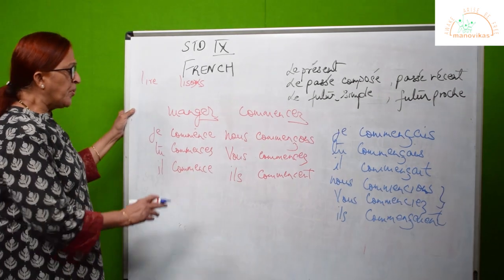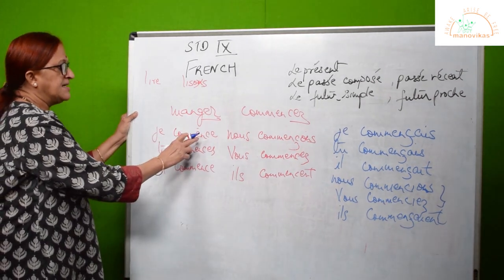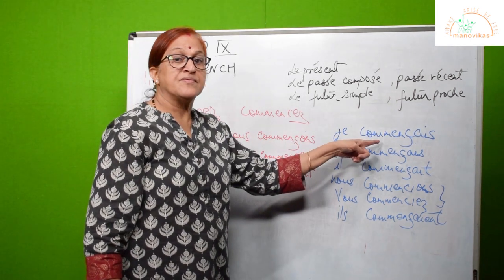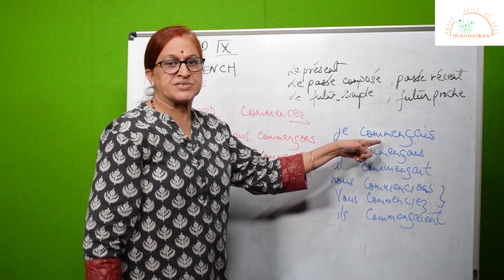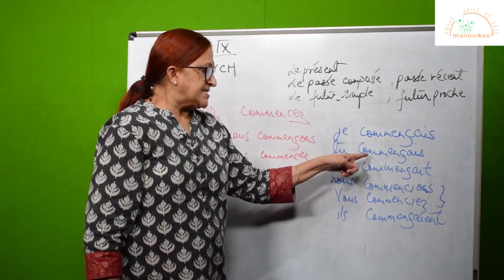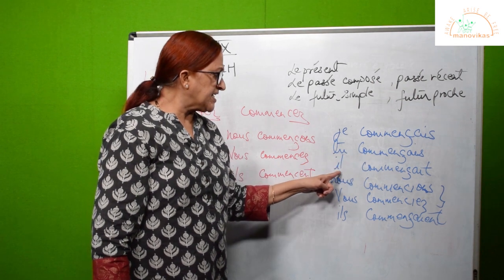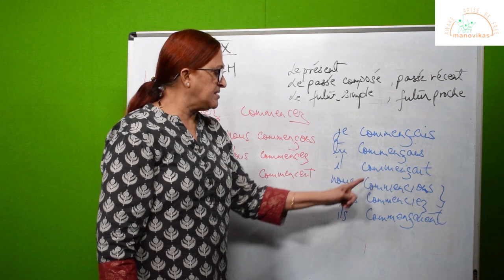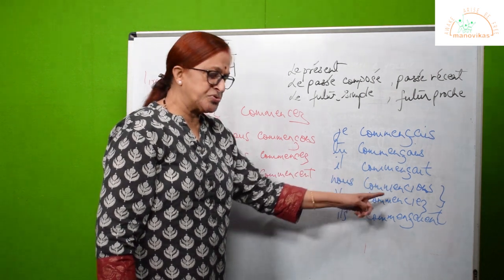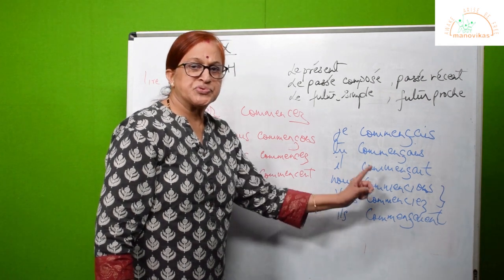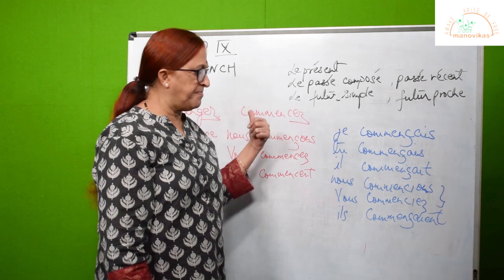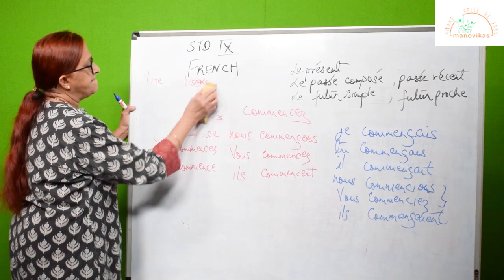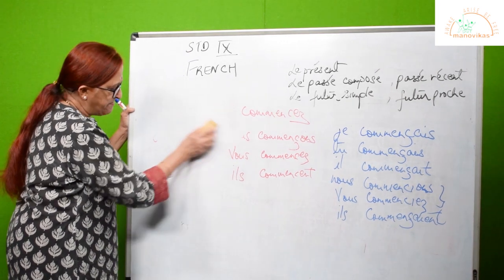So, what do I mean when I say je commence? I mean I am starting. What do I mean when I say je commençais? I was starting or I used to start. You were starting, you used to start. He was starting, he used to start. We were starting, we used to start. You were starting, you used to start. They were starting, they used to start. Even a habit is denoted by the imperfect. So this is known as the imperfect.